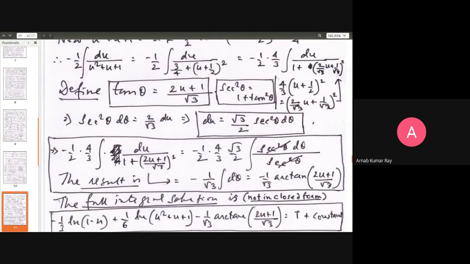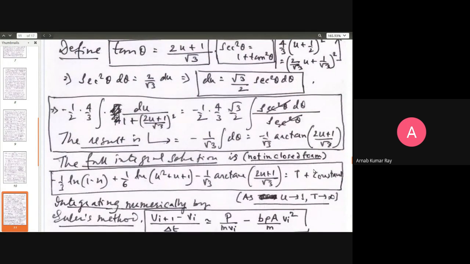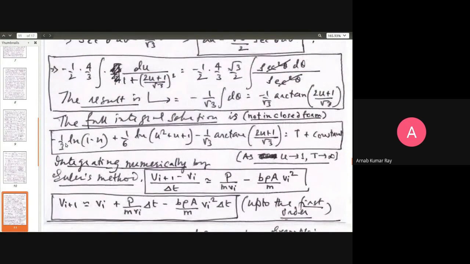And so when you have the theta, you go back. If tan theta is equal to this thing, theta will be equal to minus 1 by root 3 tan inverse, or arctan, of 2u plus 1 by square root of 3. So now, after all your hard work, here you are. The full integral solution, not in closed form, is minus 1/3 log of 1 minus u plus 1 by 6 log of u squared plus u plus 1 minus 1 by root 3 arctan of 2u plus 1 by root 3 is equal to t plus constant.